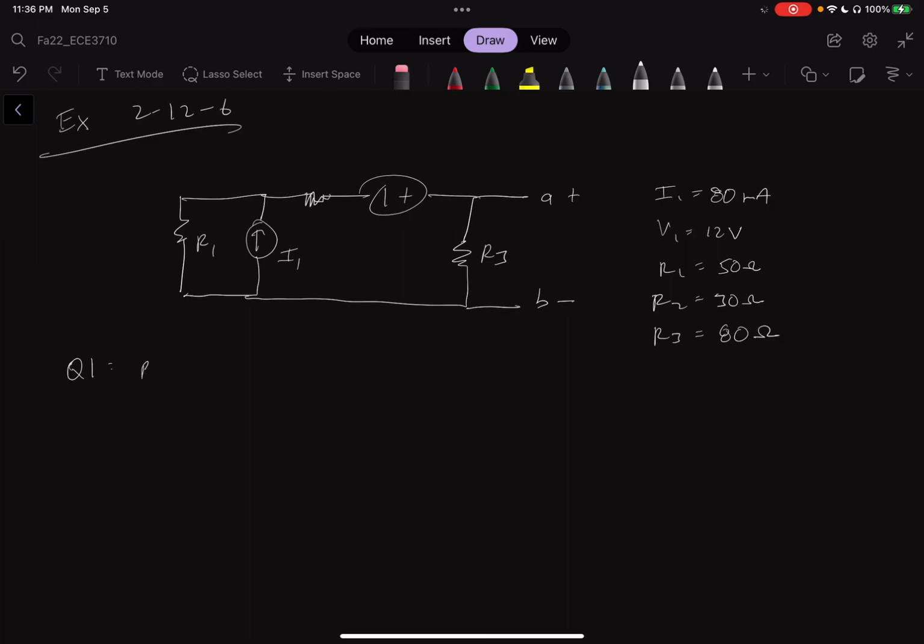question number 1, what is Rth Thevenin? Okay, we're solving for Rth Thevenin in units of ohms, and we need to zero out our sources. Our current source becomes an open circuit, our voltage source becomes a wire. Redraw that. So we have to redraw the circuit now that we've zeroed out our sources.